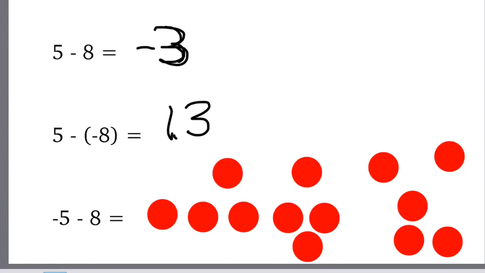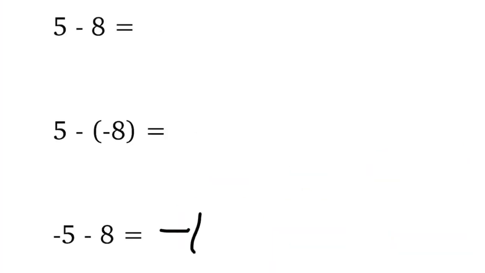By taking away the 8 positives, I broke apart my zero pairs, and they are not zero anymore. They are now part of my solution. The only difference between this problem and the last problem is I have all negatives. So instead of having 5 positives plus 8 positives, now I have 5 negatives plus 8 negatives. So now my answer is negative 13.